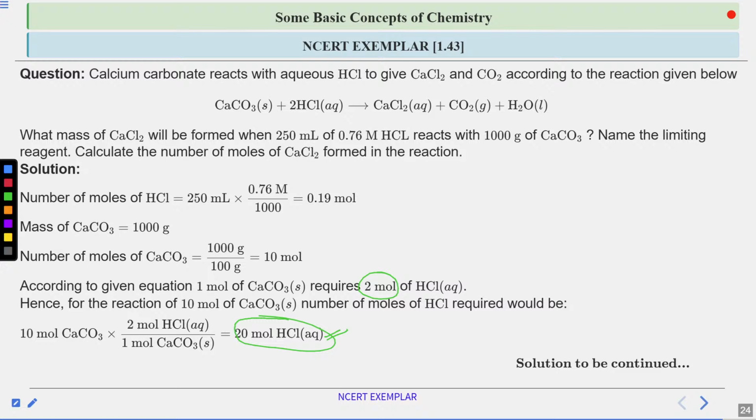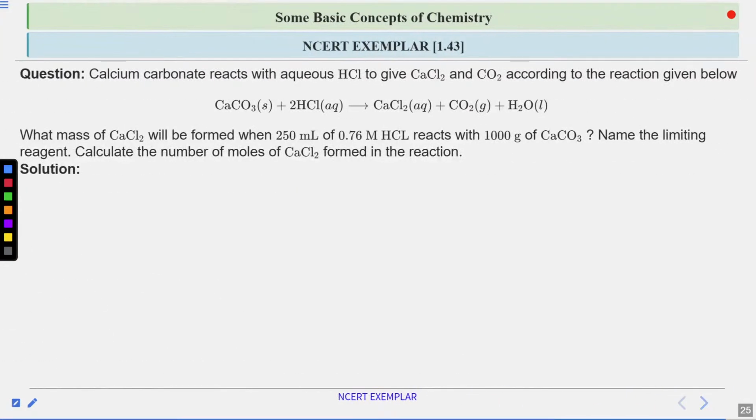So, do we have 20 moles of HCl? No, we have only 0.19 mole of HCl. So, it is that substance which is present in lesser amount, or we can say that HCl is the limiting reagent here. Okay, is it clear? So, we have constructed our first answer that HCl is the limiting reagent. Because we need 20 mole of HCl according to the given mole of calcium carbonate, but we have only 0.19 mole of HCl. Now the second thing is to calculate the number of moles of calcium chloride.